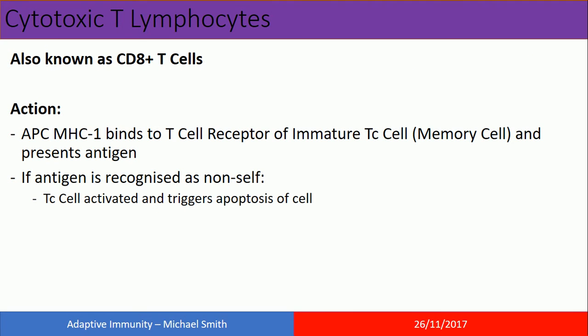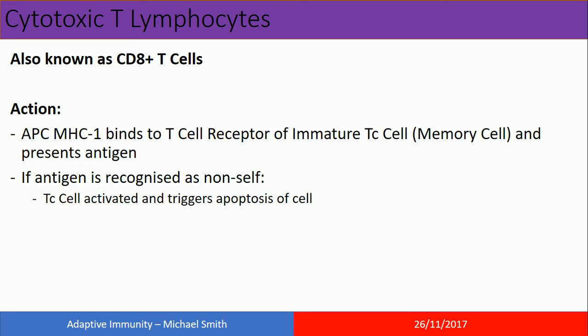So one of our types of T cells is our cytotoxic T cells, also known as CD8 T cells. And we have our antigen-presenting cell, which has its MHC class 1, and it has the antigen which it's presenting on the end of the MHC class 1. This then binds to our T cell receptor, which is present on the surface of the immature inactive cytotoxic T cell, also sometimes written as TC. And it presents this antigen to the T cell.